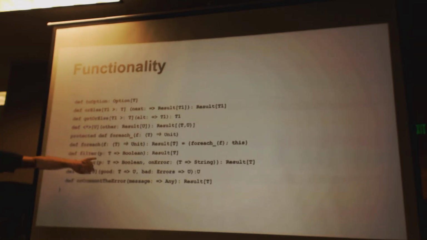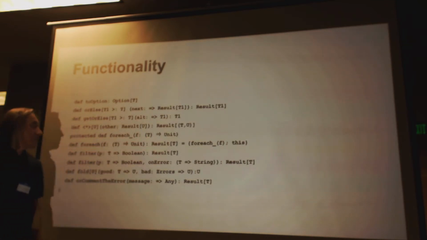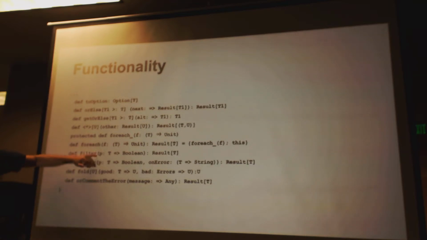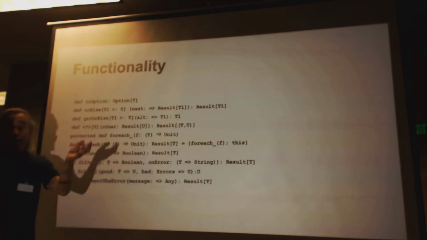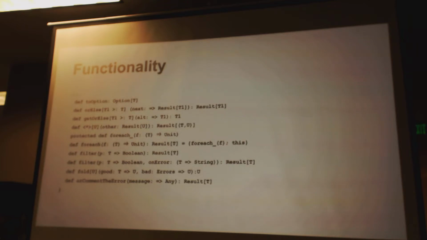So foreach is basically the same. If there is a value, we do something with that value, that's it, and we don't care about the results. You can of course have filter like in any option or any iterable. You can have filter and on error say something, explain why you're not happy when it's not filtered. So fold is, well, I wouldn't say I love this function fold, and I rarely use it.